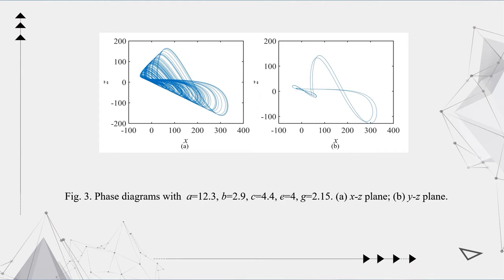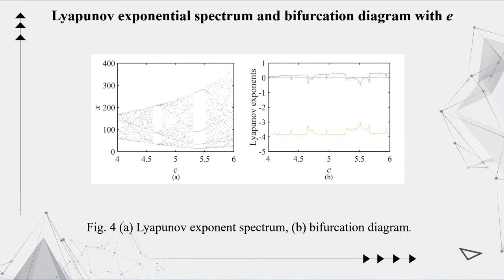In this figure, we can also observe obvious chaotic phenomenon, accompanied by the periodic state in the middle. From the figure, we can clearly see that the system appears chaotic, and the chaotic state is obvious.